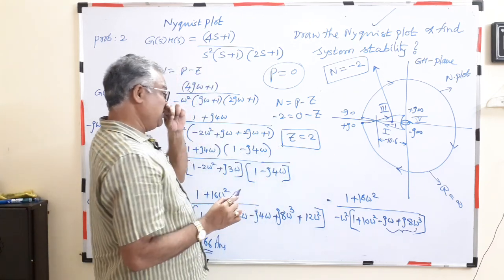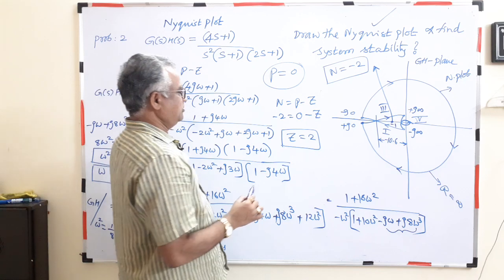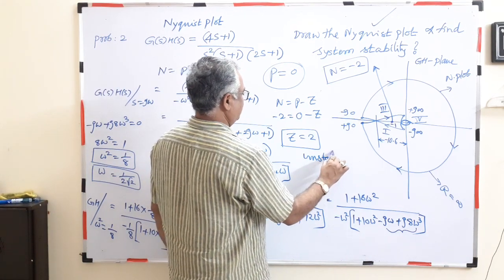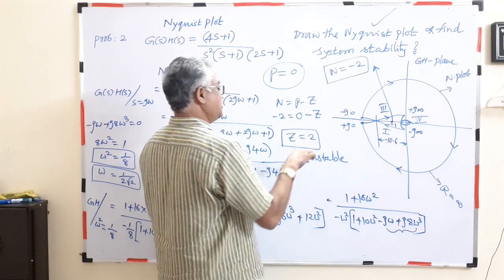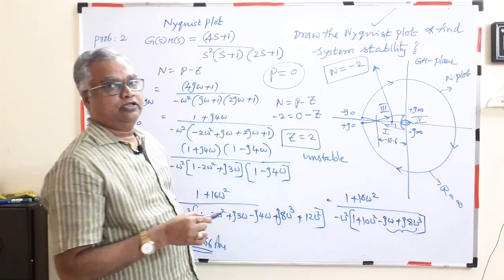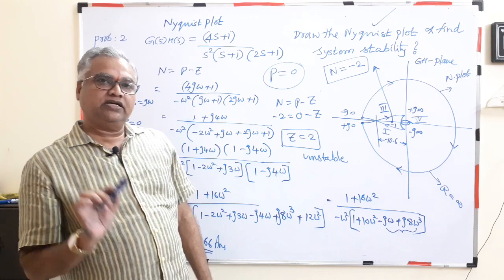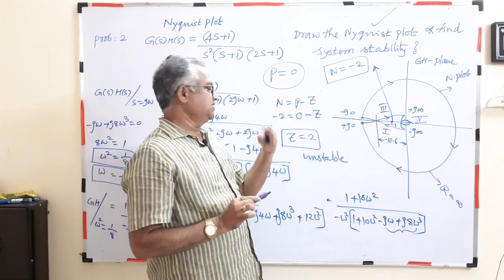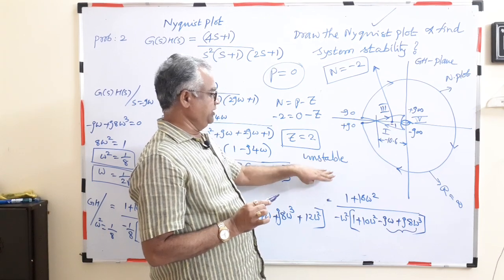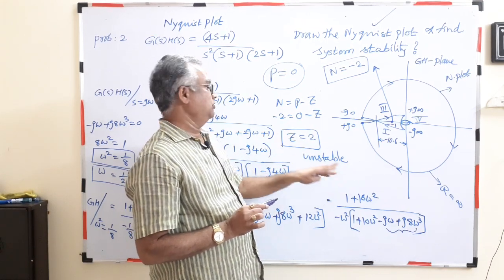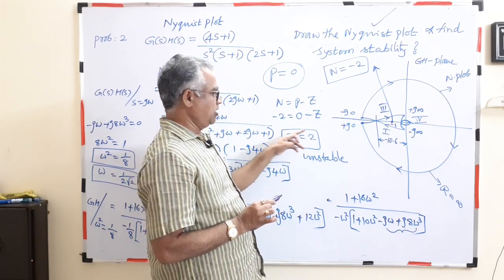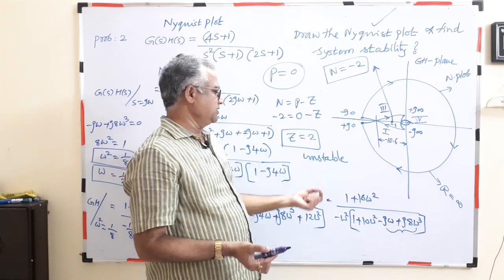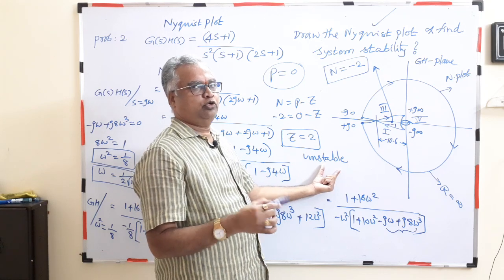Because Z is equal to 2, is the system stable or unstable? Unstable. Which system is unstable, open loop or closed loop? Closed loop system is unstable because Z equal to 2. Already discussed in the theory, for the closed loop system to be stable, Z should be 0. Here Z is not 0, it can be 1, or other than 0, any number is coming, it will be unstable only.